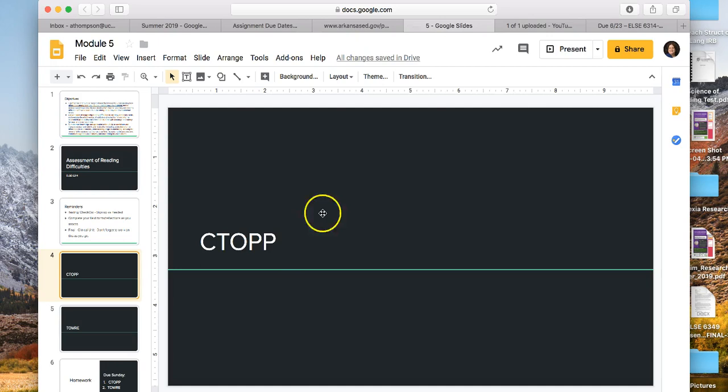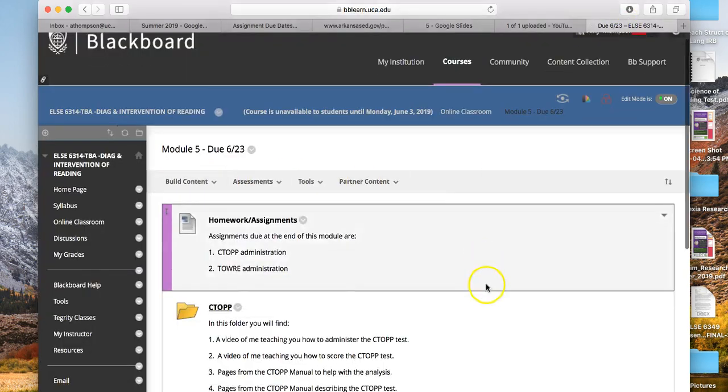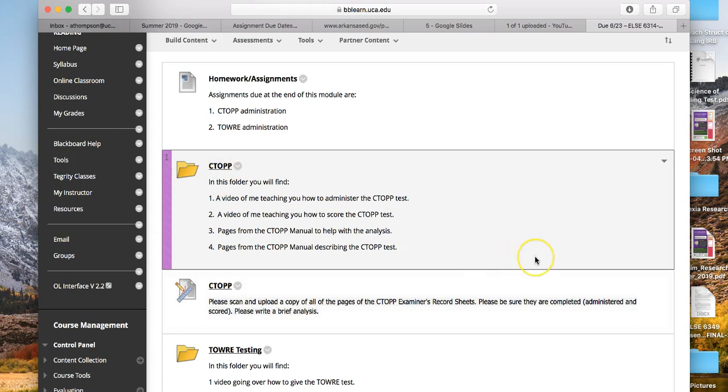Okay, so in Blackboard, in Module 5, there is a folder that says CTOP. In the folder, you'll find a video of me teaching you how to administer the CTOP and how to score the CTOP. There are some pages from the CTOP manual there to help with the analysis, and some pages describing the CTOP test so that perhaps that will help you after you have administered the test.